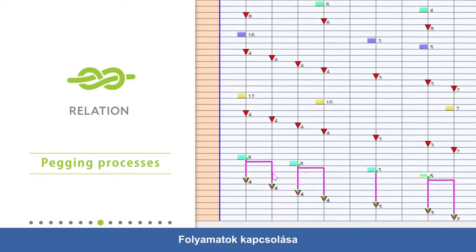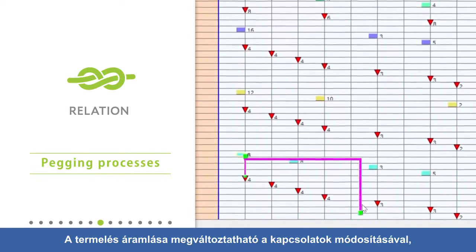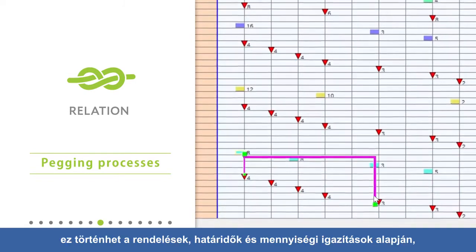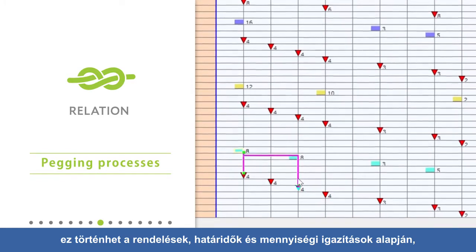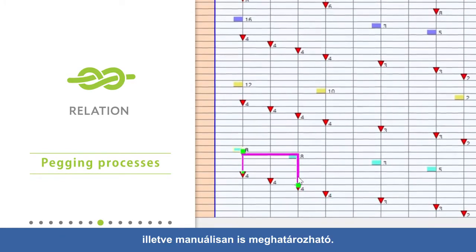Pegging processes. The flow of production can be changed by modifying the peggings, which can be set according to orders, deadlines, and quantity adjustments or manually specified.